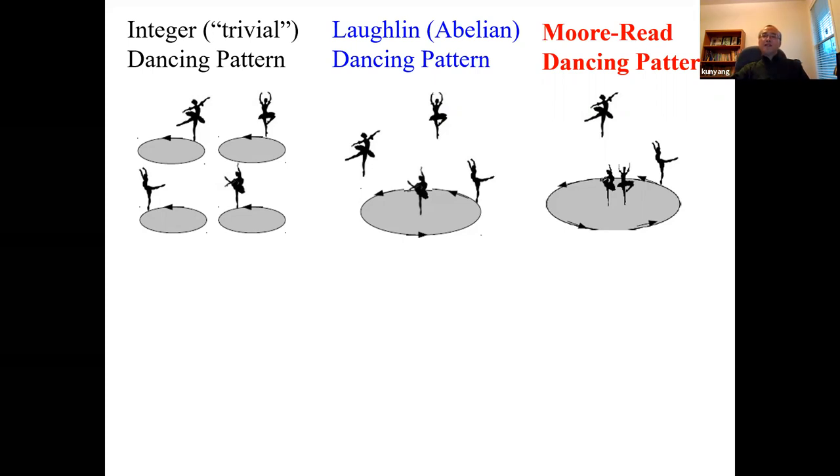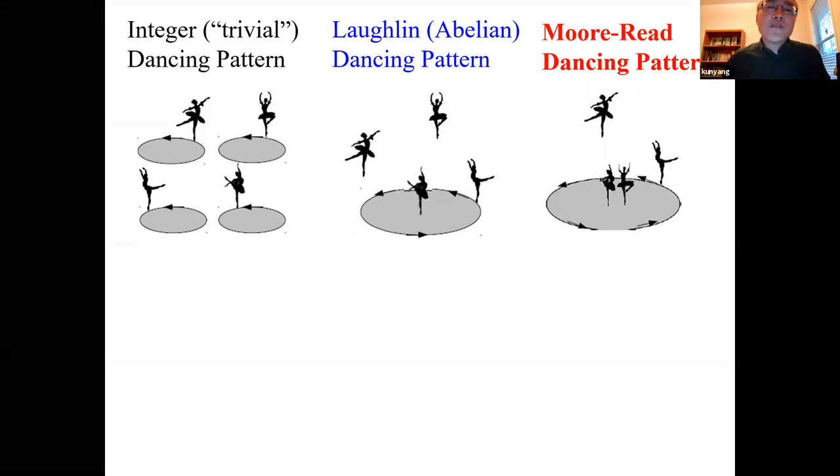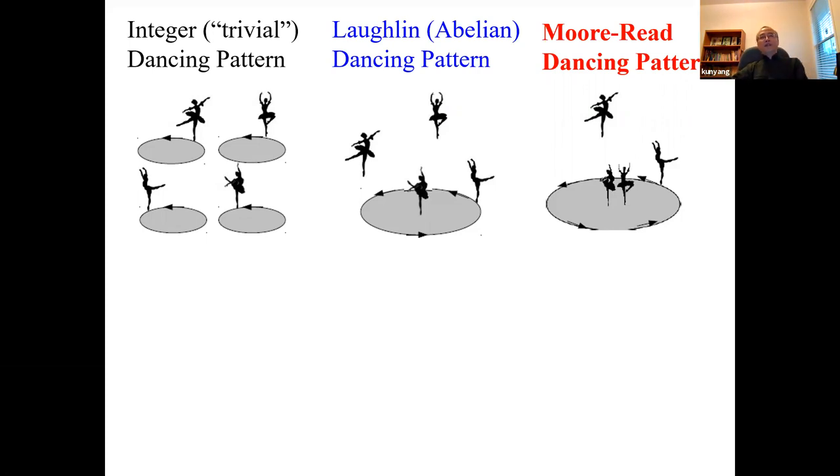But the rule is that once the two dancers are nearby and doing their intimate things, the third dancer should stay, in the Moore-Read case, 4 steps away. So this even more complicated dancing pattern gives rise to more complicated fractional quantum Hall states, namely the Moore-Read state, and we're going to come back to this. It supports not only fractionally charged quasi particles. These quasi particles actually obey non-abelian fractional statistics, which is good for all kinds of things, including topological quantum computation. Okay, so what I'm trying to do here is to use these so-called dancing patterns to illustrate the basic topological physics behind various kinds of fractional quantum Hall states.